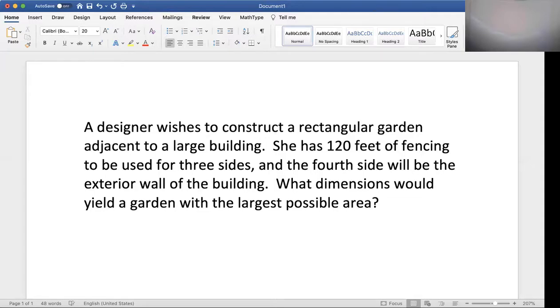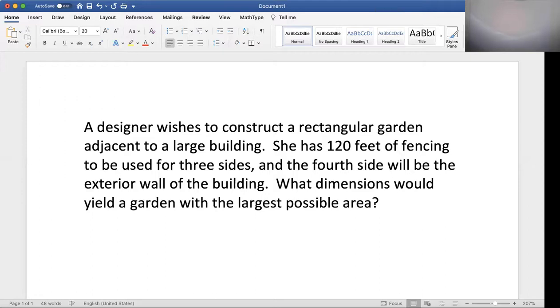A designer wishes to construct a rectangular garden adjacent to a large building. She has 120 feet of fencing to be used for 3 sides, and the 4th side will be the exterior wall of the building. So what dimensions would yield a garden with the largest possible area?